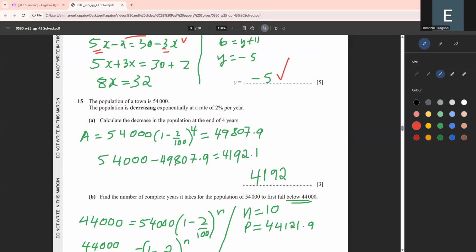Question 15. The population of a town is 54,000. The population is decreasing exponentially at a rate of 2% per year. Okay, very good. The percent per year is 2%. Now, this question is just about knowing the compound interest formula. But let me write here the compound interest formula: 1 plus r over 100, to the power of the number of years, okay?